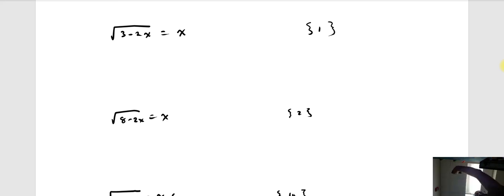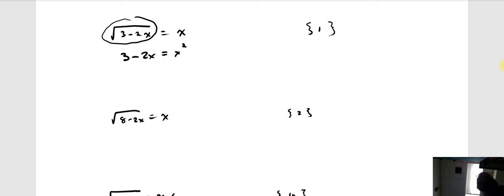Okay, so equations that look like this. Oh, these are fun. To get rid of this radical, what we can do is square both sides. And if we do, we're going to get 3 minus 2x equals x squared.